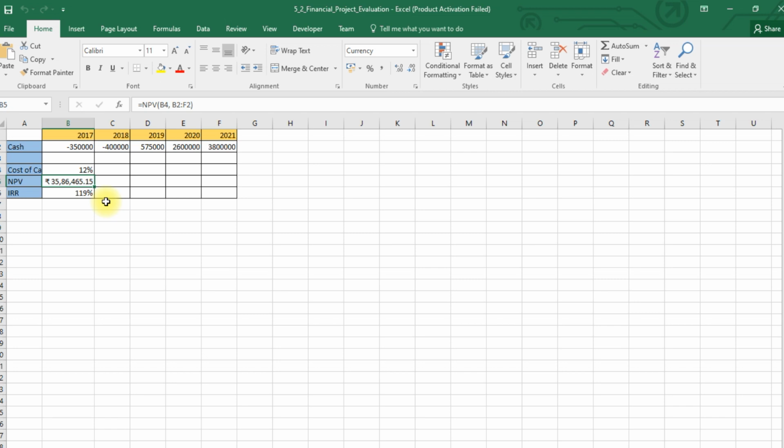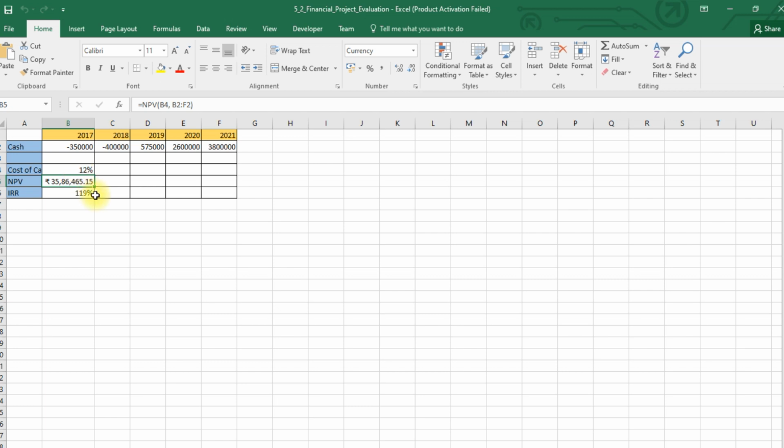Now we'll take a look at what is IRR. IRR equates the present value of cash outflows and the present value of cash inflows. The rule is whenever IRR is equal to or greater than the investor's rate of return, which is 12%, the investment is accepted. Otherwise, it is rejected.